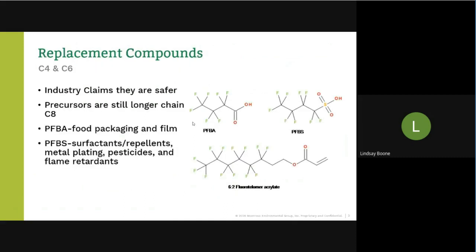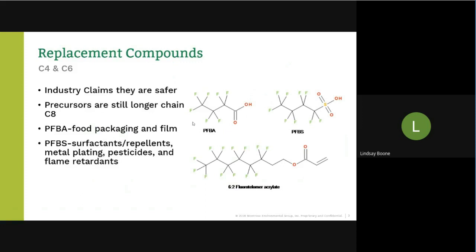So because you can't manufacture PFOA and PFAS in the United States anymore, what the industries start doing is making replacement compounds. Replacement compounds usually have the same or similar chemical properties to those legacy PFAS. A lot of times they're just shorter in chain length. They get referred to as C4s and C6s commonly.